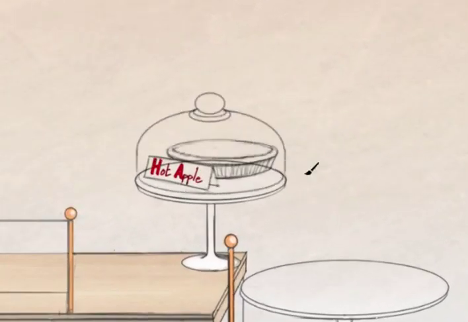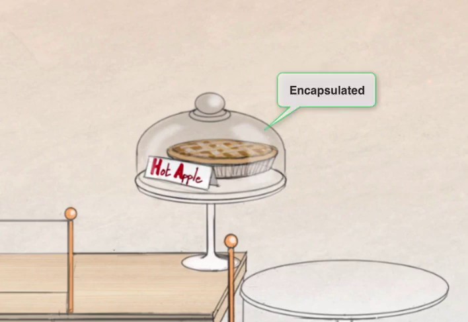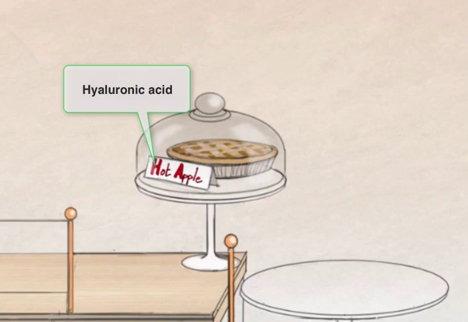And we'll cover it in a nice glass capsule that bakers would use when it's on display. This glass capsule looking dome is going to represent that group A strep is encapsulated. You'll notice we specified that this is hot apple pie. The H and A in hot and apple actually stand for hyaluronic acid. Strep pyogenes' capsule is made out of hyaluronic acid.